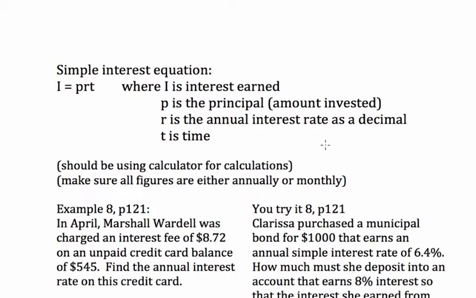Next, we'll work with a simple interest equation. I equals PRT, where I is the amount of interest you'll earn, P is the principal, the amount invested, R is the annual interest rate as a decimal, and T is time. So that's what all those things mean.